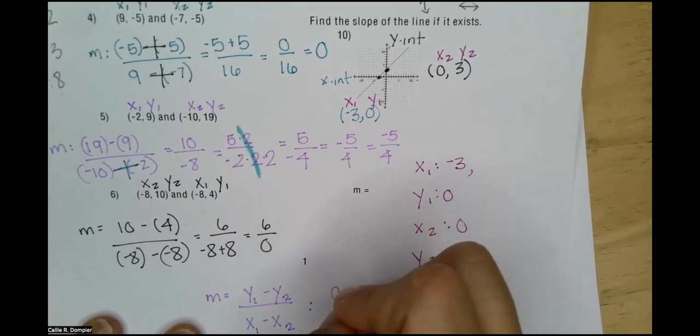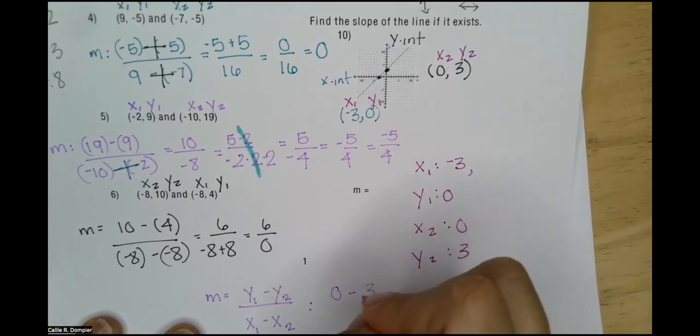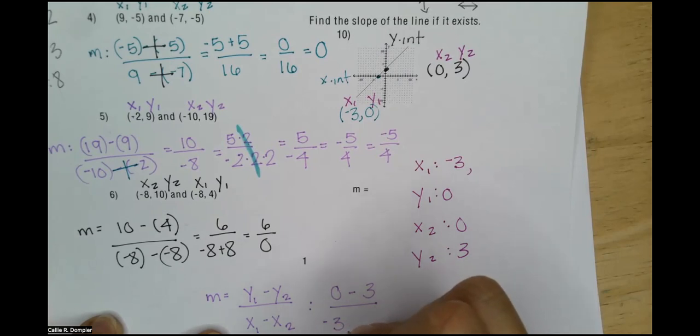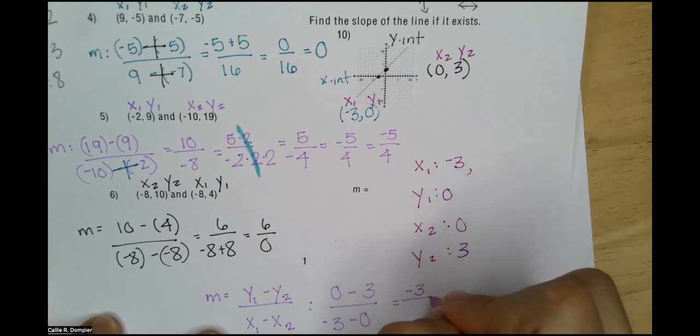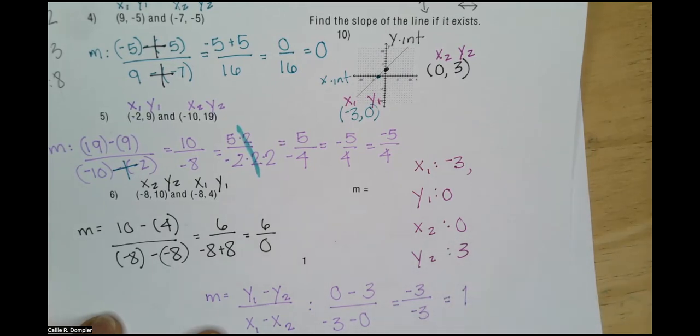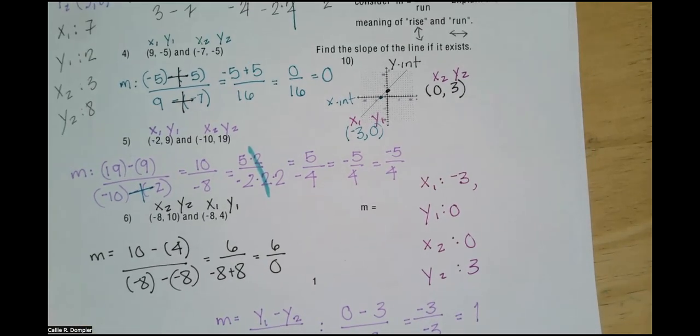Y1 is 0. Y2 is 3. So we have 0 minus 3. X1 is -3. X2 is 0. So 0 minus 3 is -3. -3 minus 0 is -3. -3 divided by -3 is +1. Negative divided by negative is a positive. 3 divided by 3 is 1. So that slope is 1.